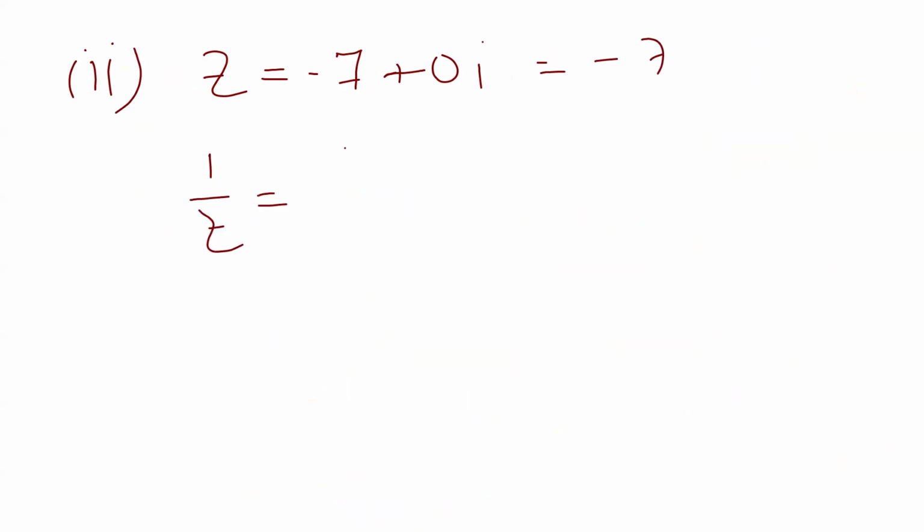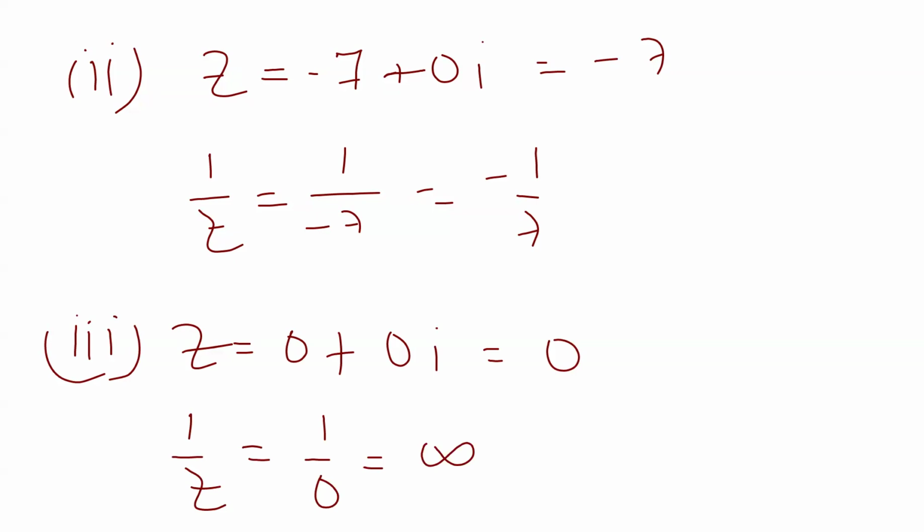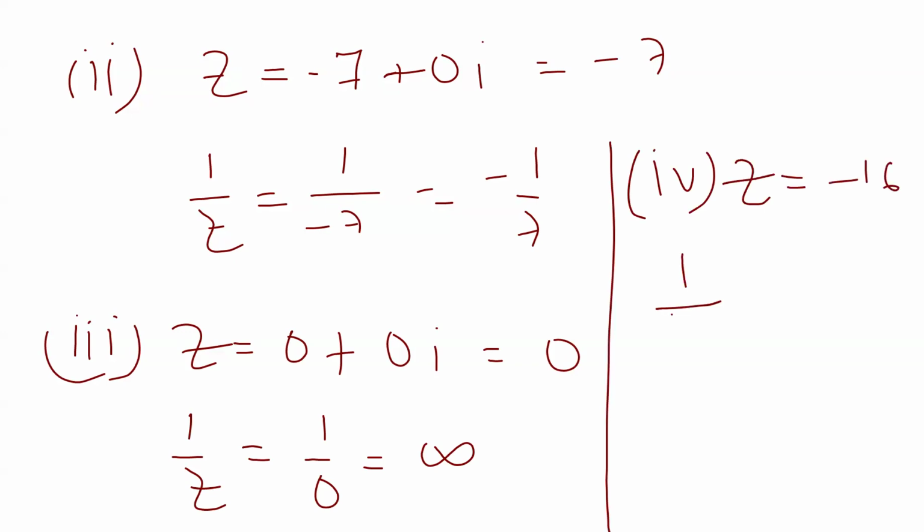Second sub question. Z is equal to minus 7 plus 0i. So I just write it as minus 7. So 1 upon z will be 1 upon minus 7. So the answer is minus 1 by 7. Okay. Third one, z is equal to 0 plus 0i, which is equal to 0. So 1 upon z is equal to 1 upon 0, which is not defined. Okay. Fourth one, z is equal to minus 16. So 1 upon z is equal to 1 upon minus 16, which is minus 1 upon 16.